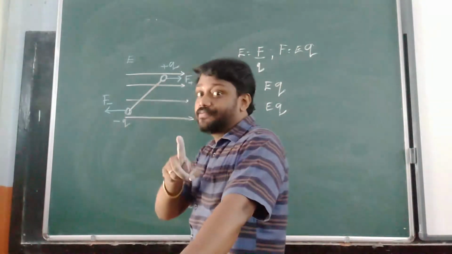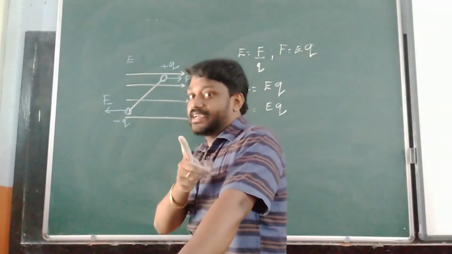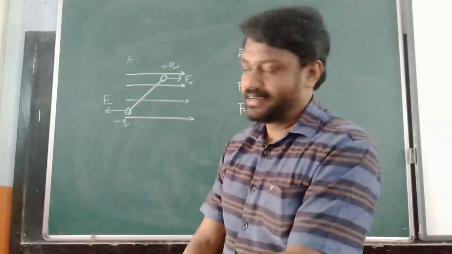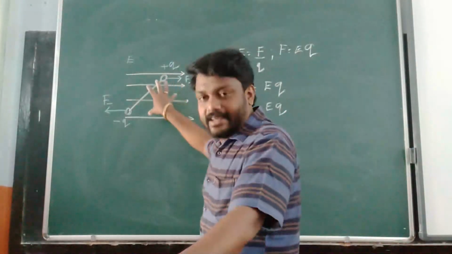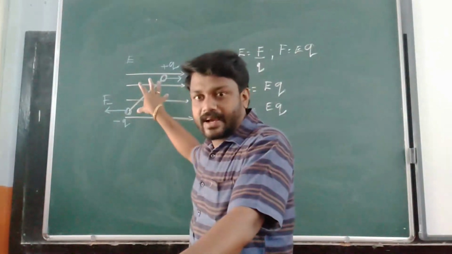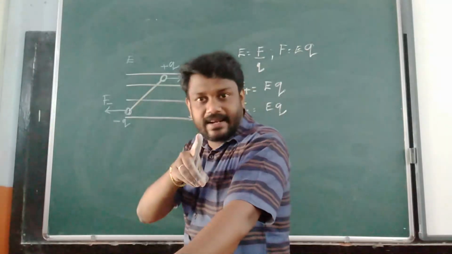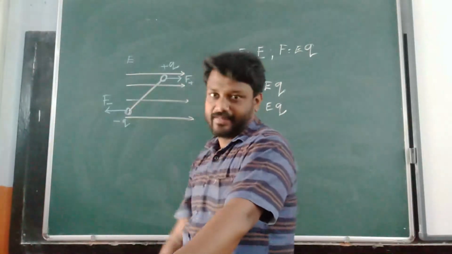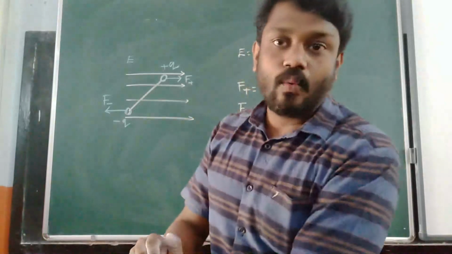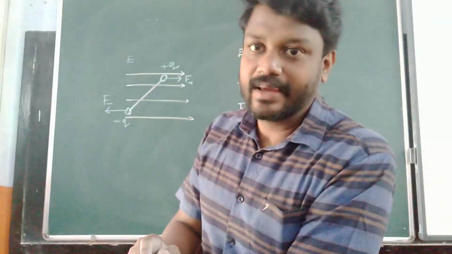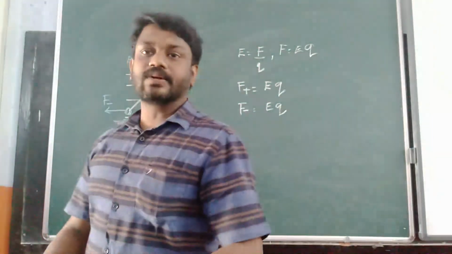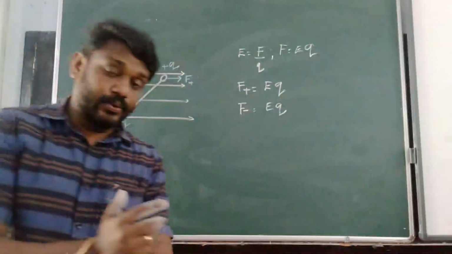Who is responsible for that rotation? Yes, torque is responsible. So a couple will be generated, as a result a torque is generated, and as a result of the torque, this dipole will rotate. So we have to find out the torque acting on the dipole. How can you calculate the torque due to a couple?